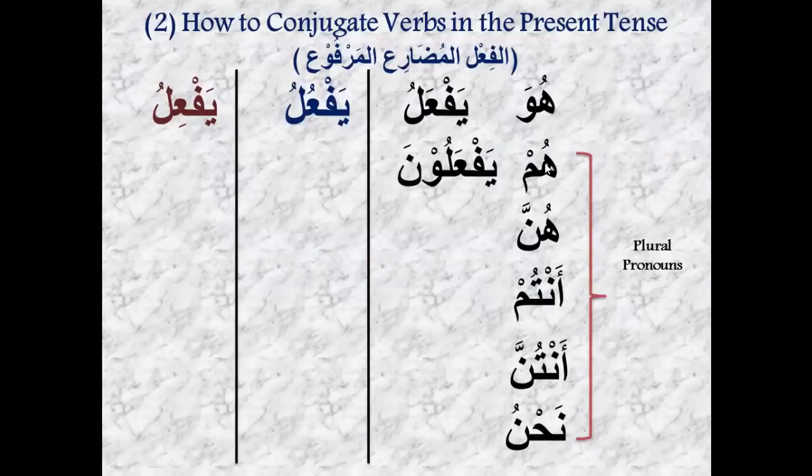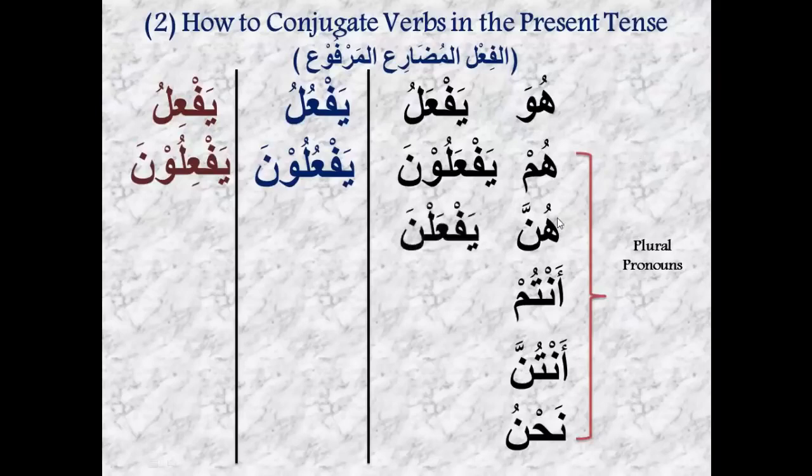Notice how we've added una to the end. Yaf'aluna. Huwa yaf'ulu, hum yaf'uluna. Huwa yaf'ilu, hum yaf'iluna. Hunna, we have hunna yaf'alna, hunna yaf'ulna, and hunna yaf'ilna. We've shortened it. We've added a sukun onto the lam, and we've added a noon with fatha afterwards.